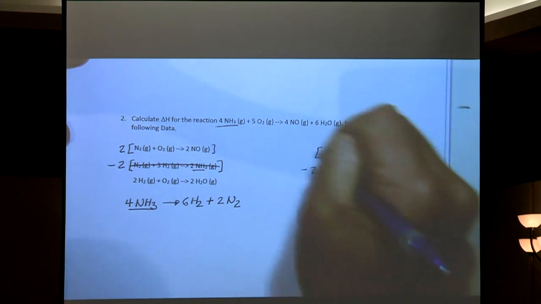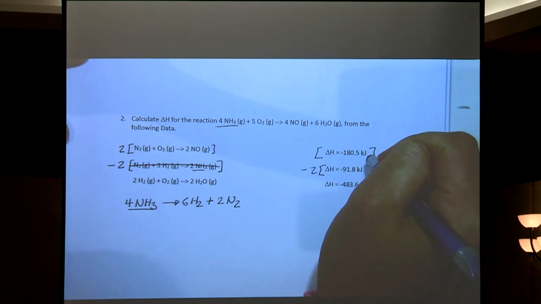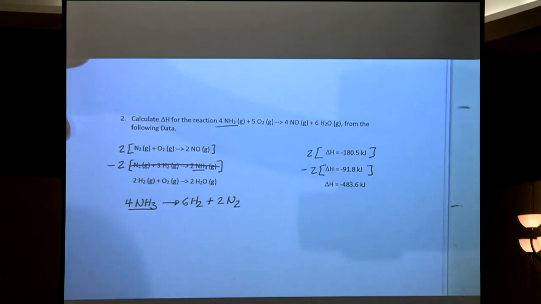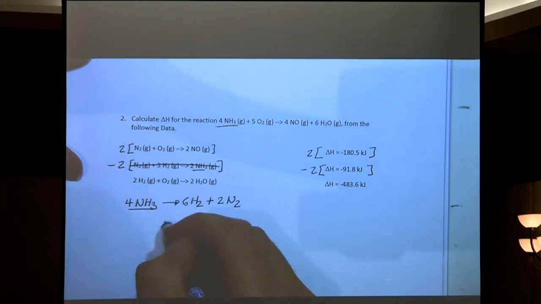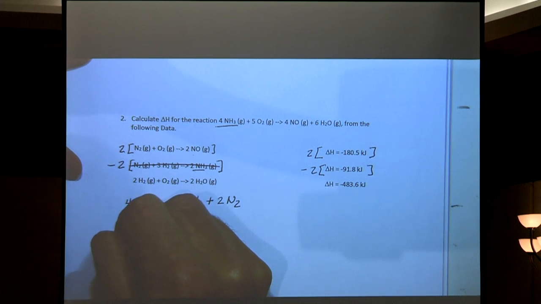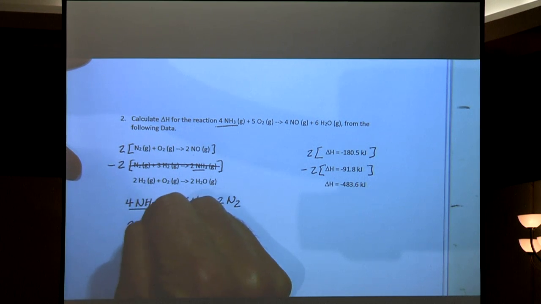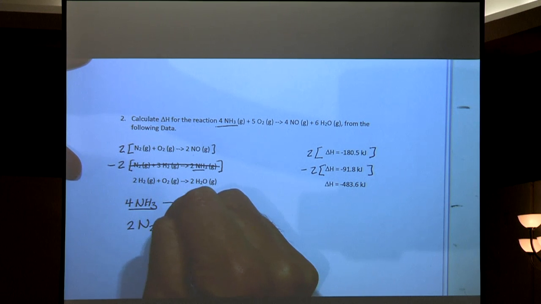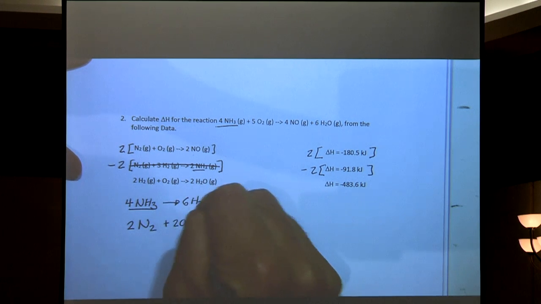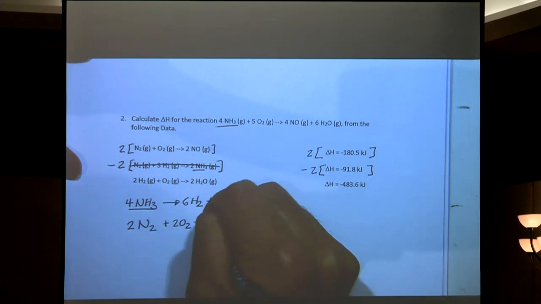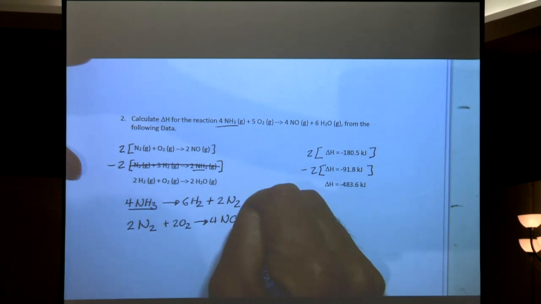What do I have to multiply the number by? 2. Whatever you do to the equation, you do to the number. I'm going to put the new one down here. So we have 2N2 plus 2O2 forms 4NO as a gas.